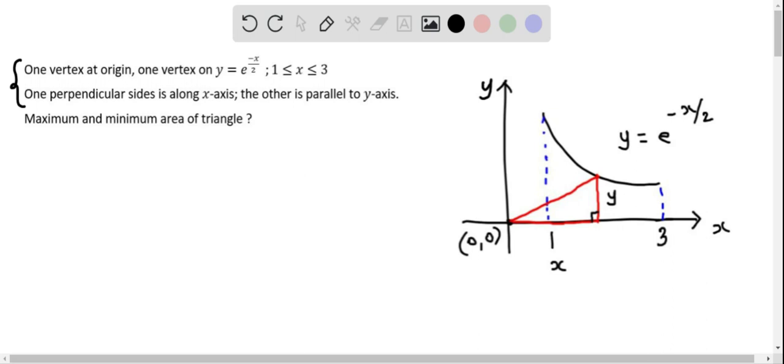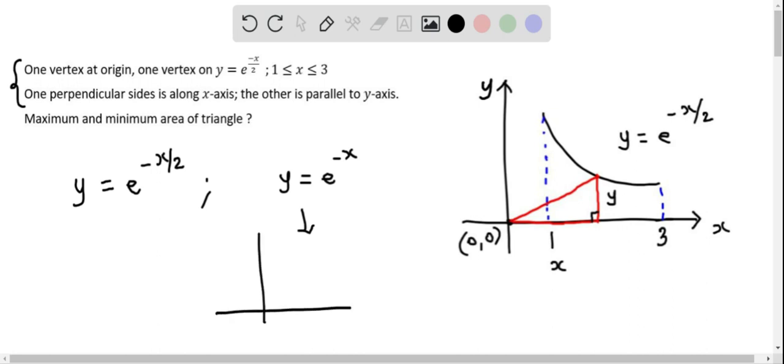First, let's recollect some information about the curve y equals e power negative x by 2. So this is basically a transformed curve from its parent curve, that is y equals e power minus x. So this one is a decreasing function. It starts from a huge positive value and keeps decreasing, and it approaches 0 when x approaches infinity. So this is the general shape of e power minus x. In fact, this transformed curve will also have this kind of general shape.